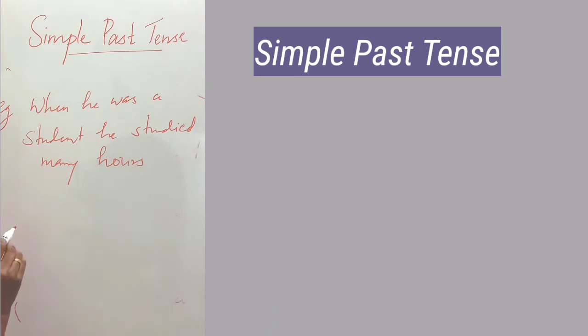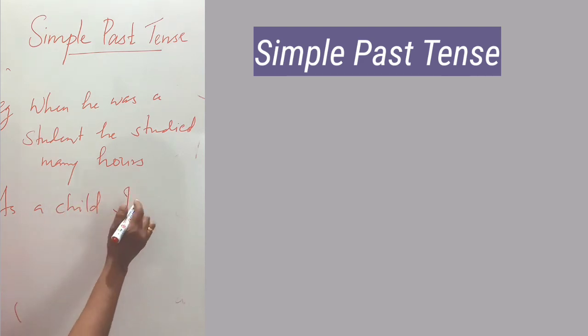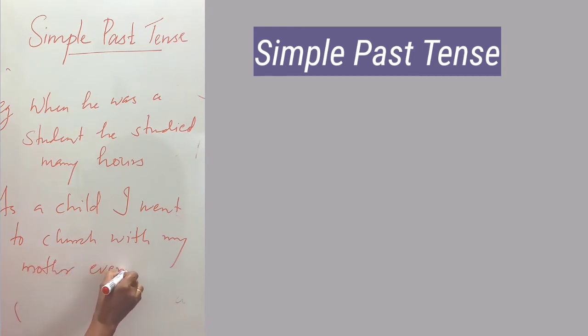That means now he is not a student. But during his childhood, he studied many hours. Then, as a child, I went to church with my mother every day. That was a habitual action. But now I am not a child. Simple past tense is used to express a repeated habitual action of the past.